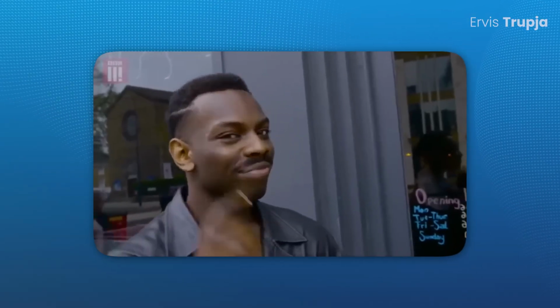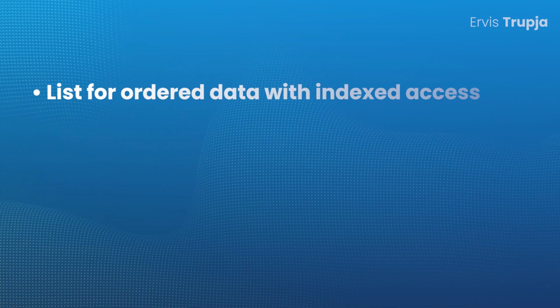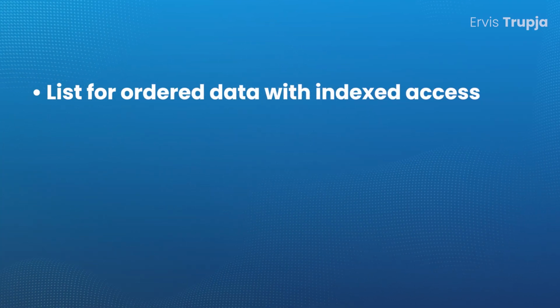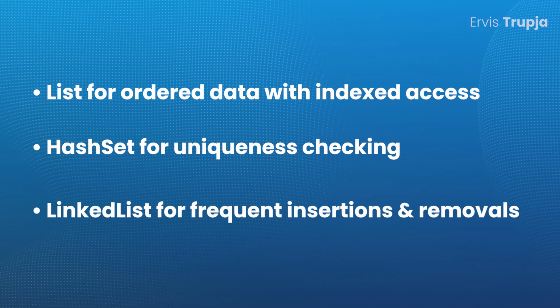A simple guideline to follow is to use dictionary for fast lookups by key, list for ordered data with indexed access, HashSet for uniqueness checking, and linked list for frequent insertions and removals.